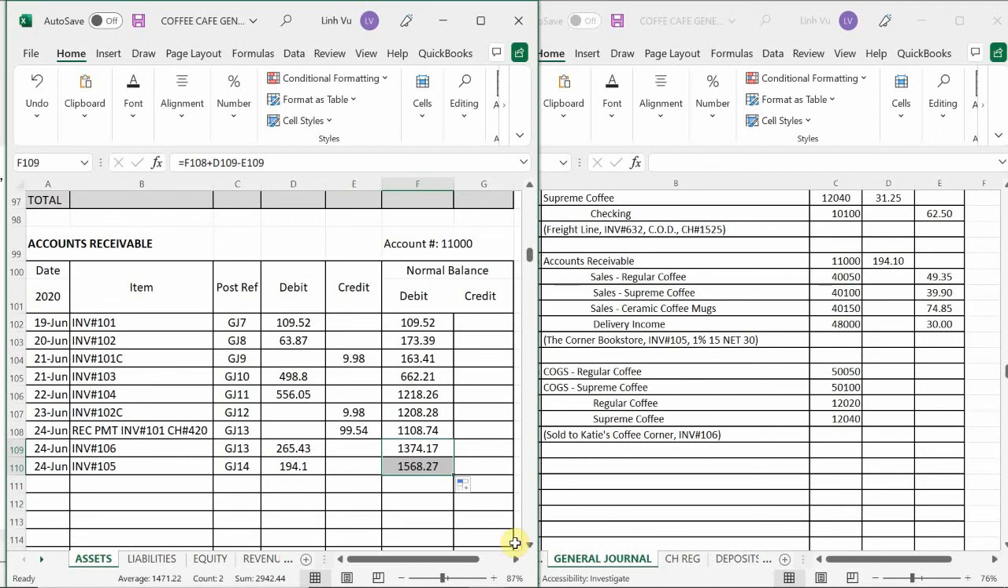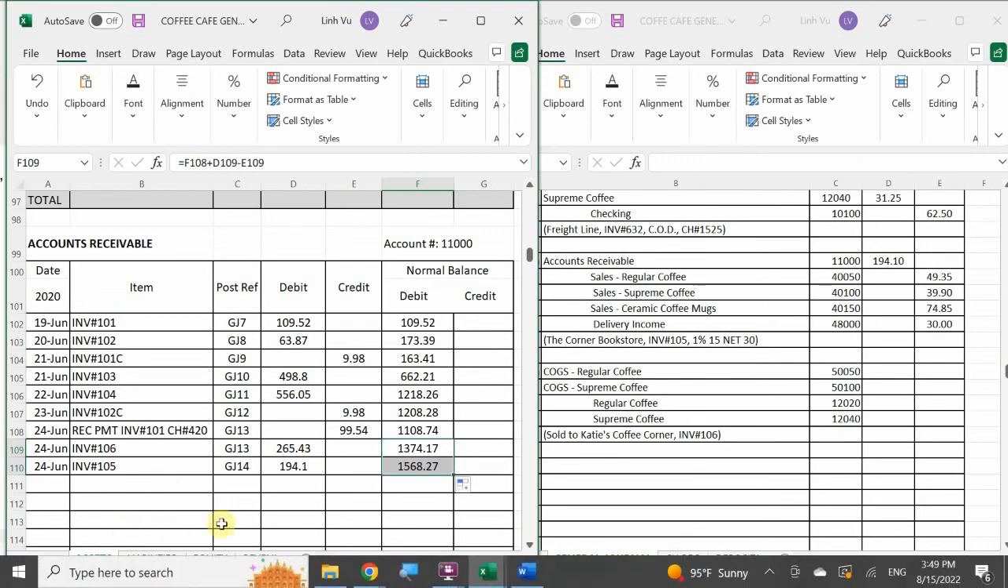Again, 1568.27. Yes. Next, it's the same number.